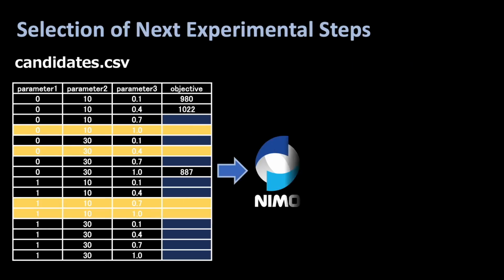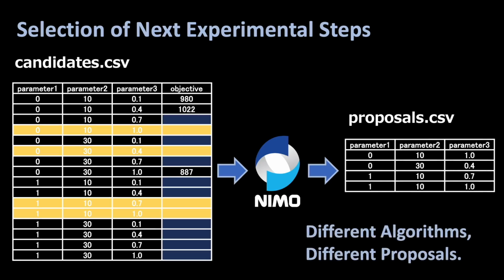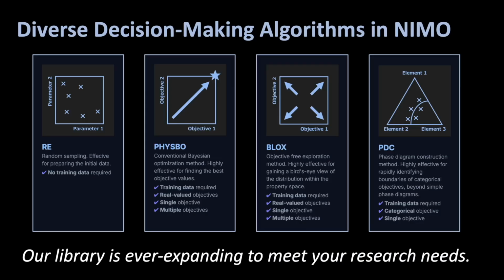Based on the blank entries, NIMO selects the next experiments and generates a proposals CSV file. NIMO features various decision-making algorithms, and depending on the one you choose, you will obtain different experimental proposals. These are examples of the decision-making algorithms implemented in NIMO.